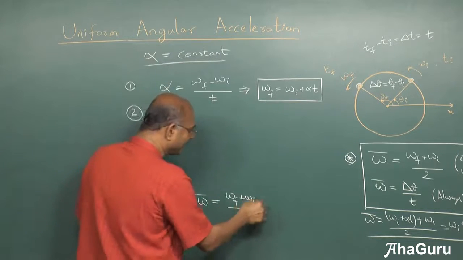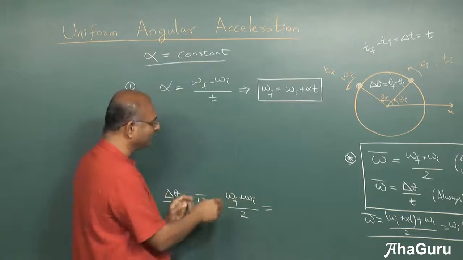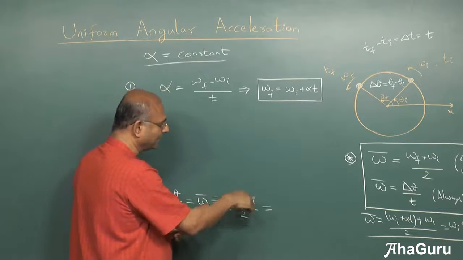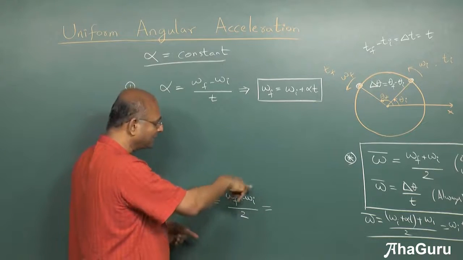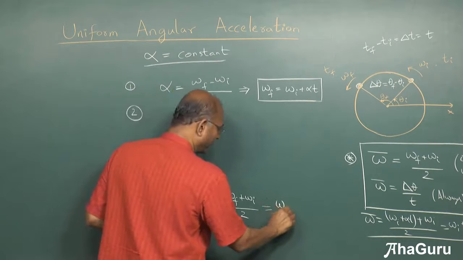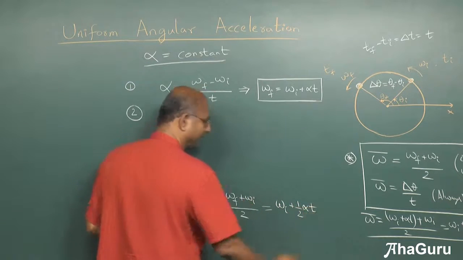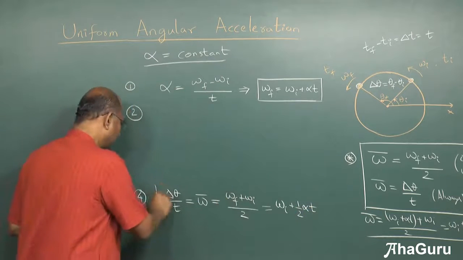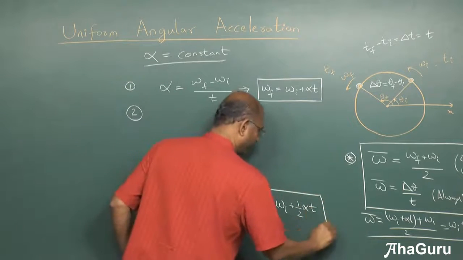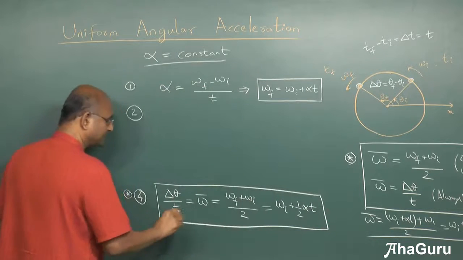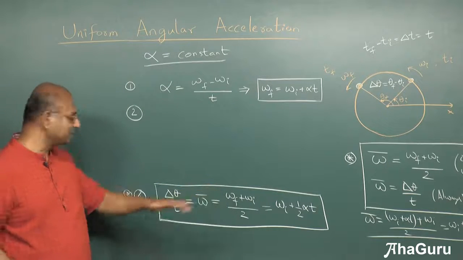And then we can rewrite this. If this is valid, then you can always rewrite this as omega initial plus alpha T. So 2 omega initial plus alpha T by 2. So omega initial plus half alpha T. Right? Now this statement, I want you to remember. We will see that there are lots and lots of uses for this. Okay?